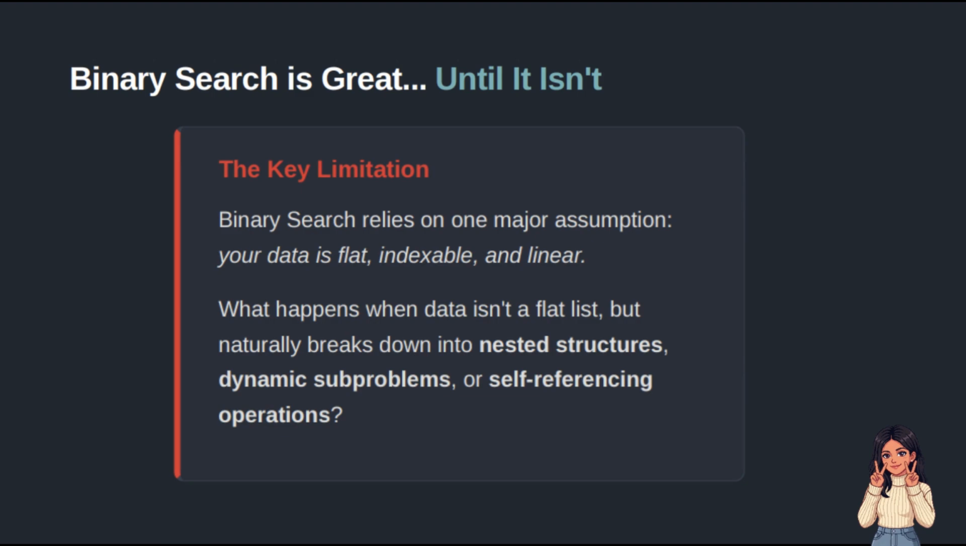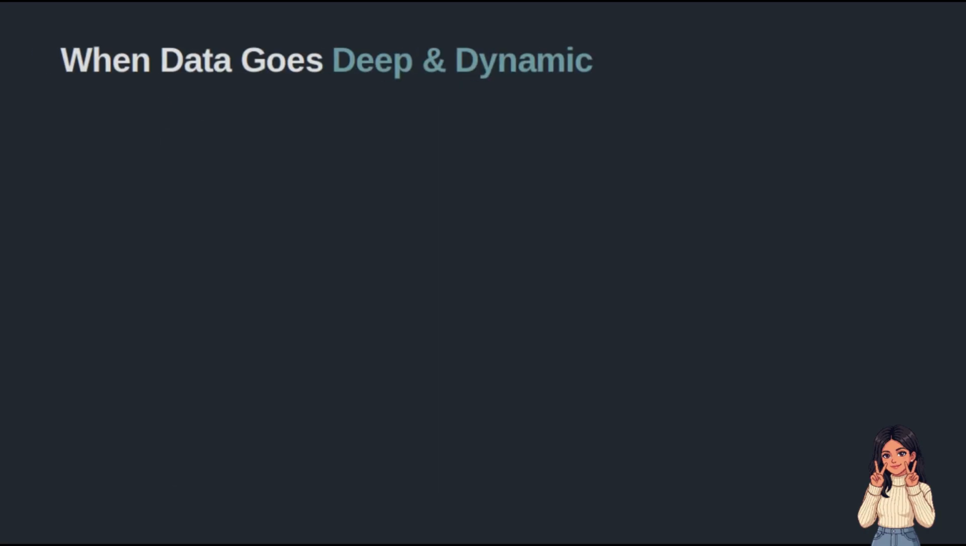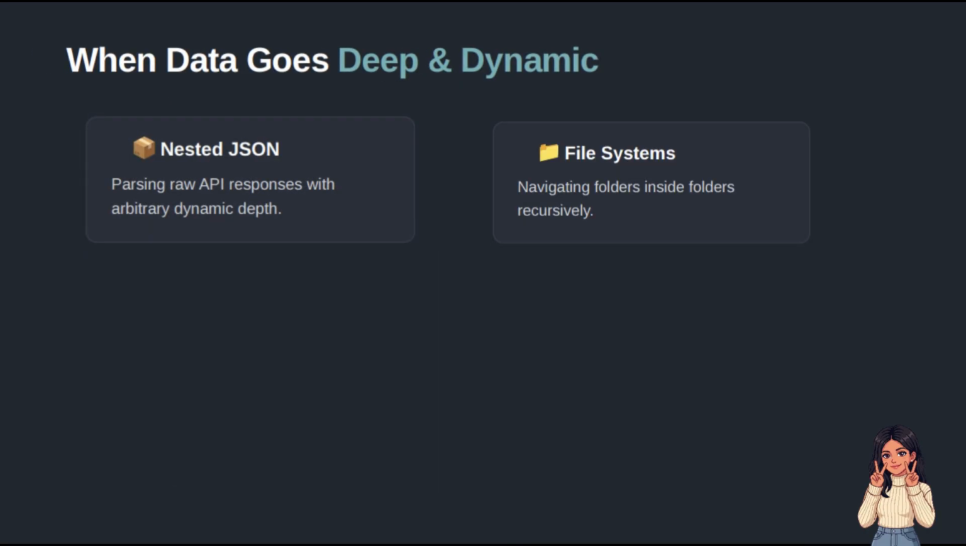What happens when your problem naturally breaks down into nested structures, dynamic subproblems, or self-referential operations? Say you're parsing a massive JSON payload with unknown levels of nesting, traversing a file system directory tree, or resolving package dependencies inside npm or yarn. If you try to write traditional iterative for or while loops to handle dynamic depth, you fall right into a maintenance nightmare. You end up writing ugly, fragile, nested loops or manually juggling complex dynamic stacks just to keep track of where you are. This is where we need a complete shift in strategy.